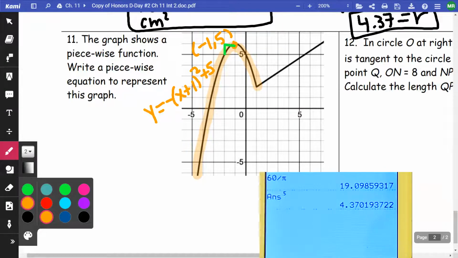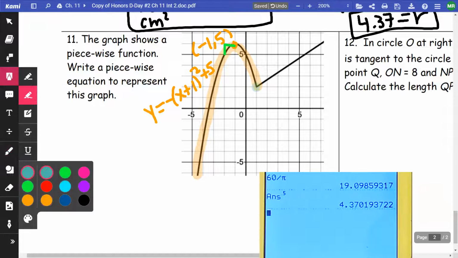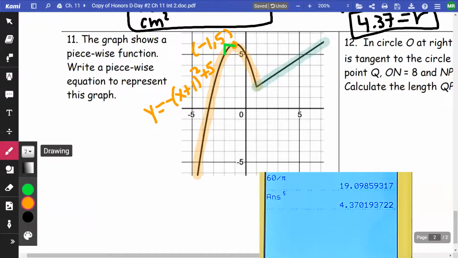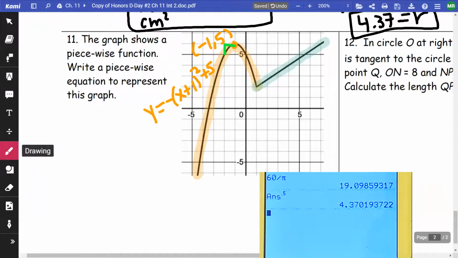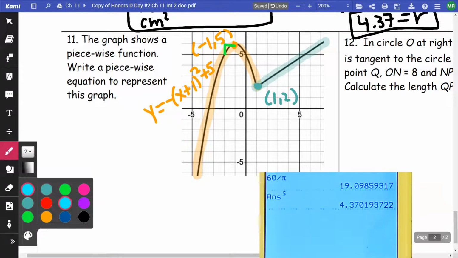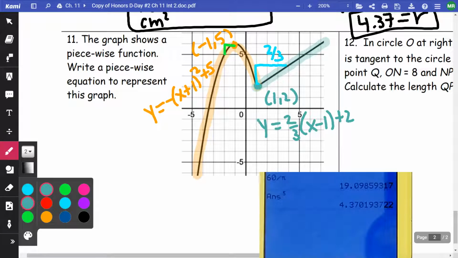Okay. Now I'll deal with the portion I have here in a second. This right here is a line that starts at 1, 2 with a slope of up, let's see, 2 over 1, 2, 3. So a slope of 2/3. So this is going to be y is equal to 2/3 times the quantity x minus 1 plus 2.